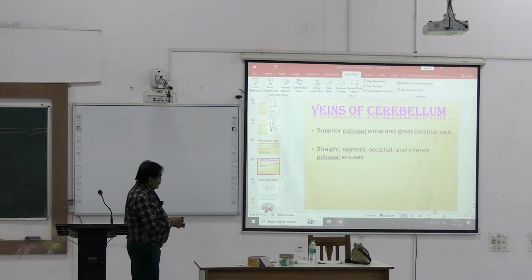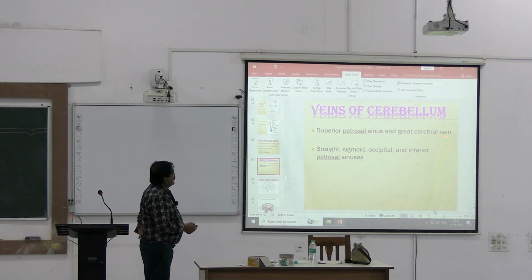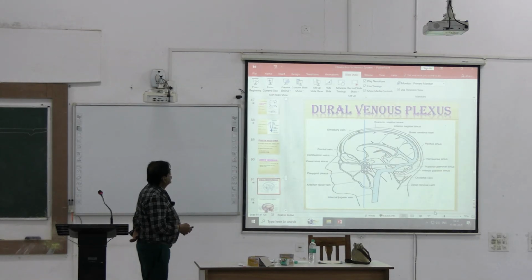Veins of the cerebellum: superior petrosal sinus and great cerebral vein, straight, sigmoid, occipital and inferior petrosal sinuses.